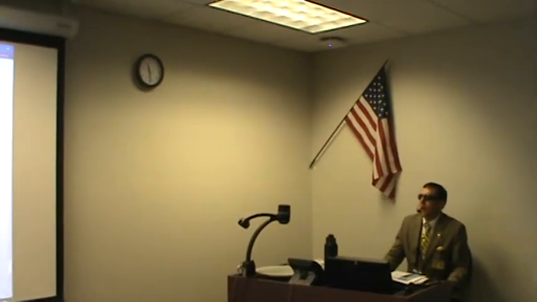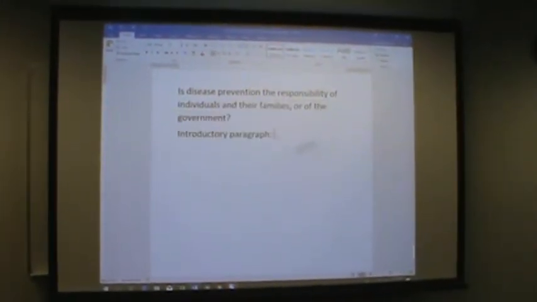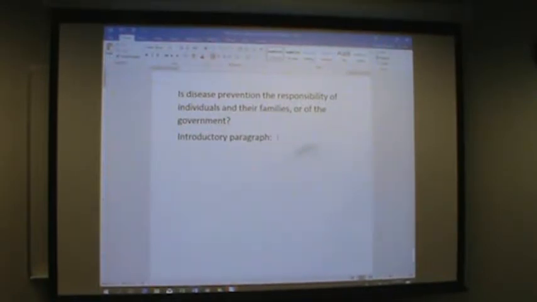Now, let's see. Is disease prevention the responsibility of individuals and their families or of the government? Introductory paragraph. We need the introductory sentence. Let's start. It can be general. It doesn't have to be specific. When you include the three elements, that's when you become specific. So, generally speaking, do you want me to give you a suggestion? Okay, here we go. If you want to be general, talk about the United States, just the country. And then you can become more specific, and then you come to the South Florida area. That's one idea.